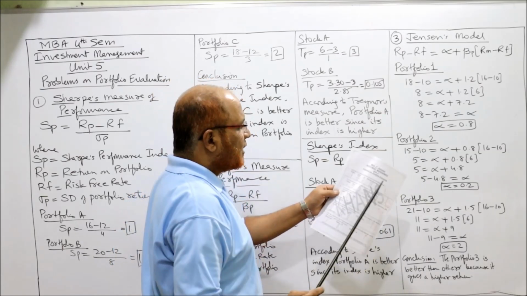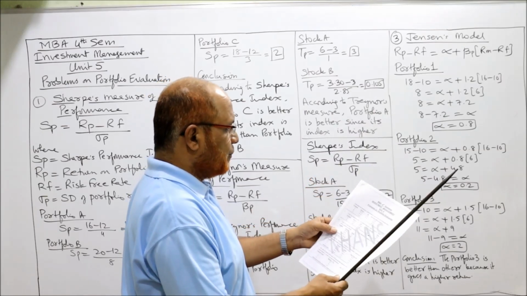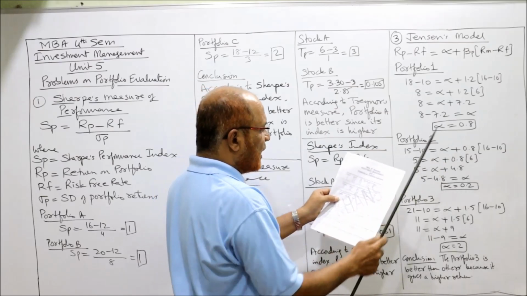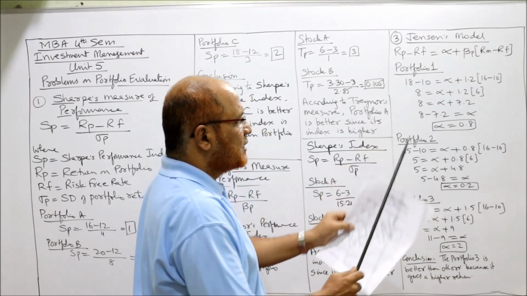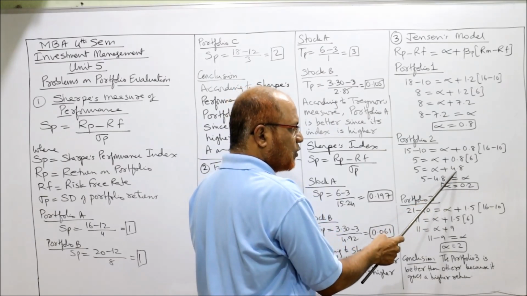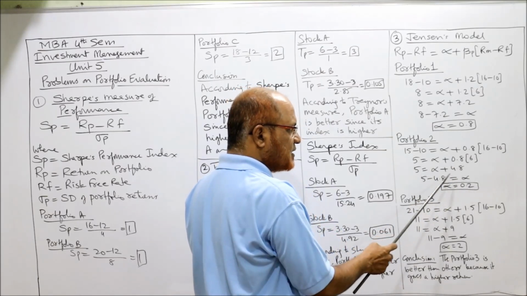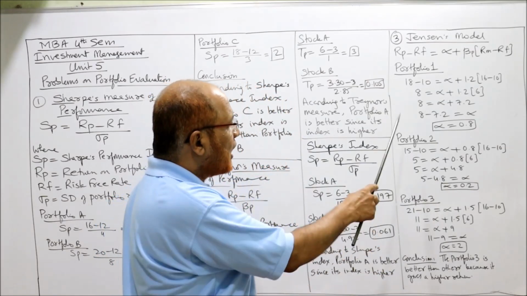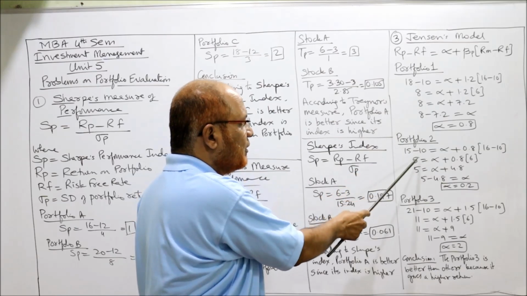Portfolio B, the return on portfolio 2 is 15%. तो 15 minus 10 is equal to alpha. Beta value is 0.8. तो 0.8 into 16 minus 10, 6 into 0.8, 4.8. So alpha is equal to 5 minus 4.8, 0.2. So two alphas we got, portfolio 1, portfolio 2.